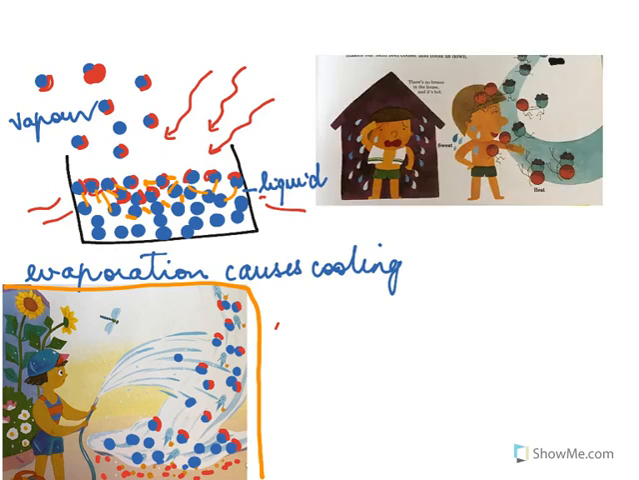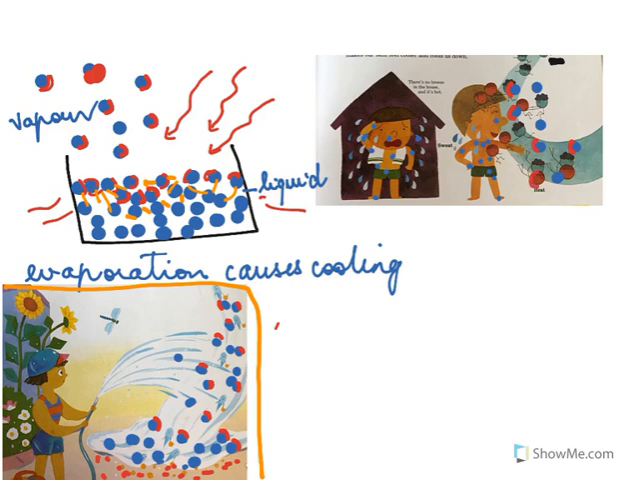Here's yet another example to show that evaporation causes cooling. After a rigorous exercise, we sweat. We've seen this little boy, he's sweating after a rigorous exercise. And then he goes out in the breeze, and he finds himself feeling cool. Why does he feel cool? It's because the heat from his body is taken away by the sweat. As the sweat evaporates from his body, it takes away the heat of his body, and hence he feels cool.